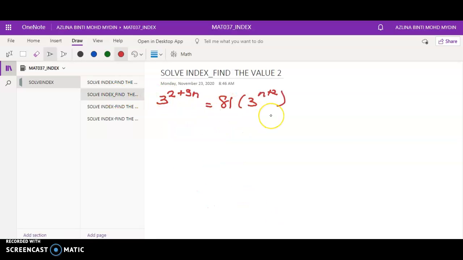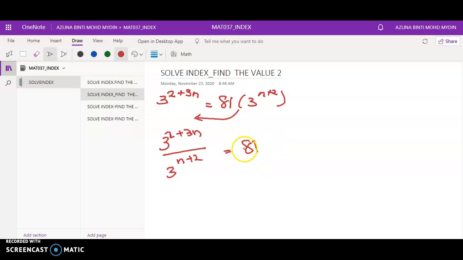Okay, now let's see the second example. Here we have 3 power of 2 plus 3n equals 81 multiplied by 3 power of n plus 2. So now I can bring this 3 power of n plus 2 to this side using the product rules, using the rules of index. So I have 3 power of 2 plus 3n divided by 3 power of n plus 2 equals 81.